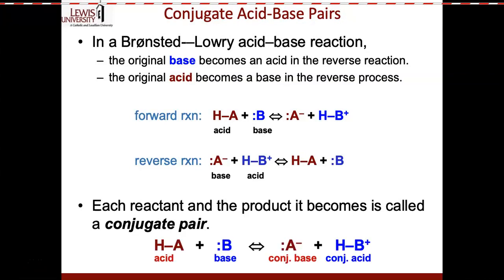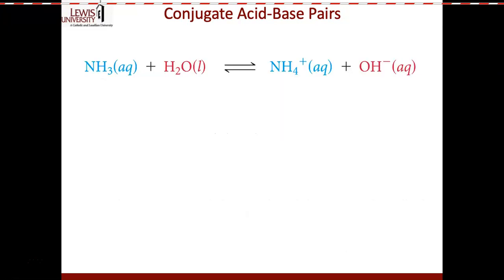So HCl, Cl minus, those are our conjugate pairs. And then H2O, H3O plus, that is another conjugate pair. All right. What about the reaction with ammonia? I want you to take a moment to stop and identify the acid and the base, and also the conjugate acid and conjugate base pairs. Go.